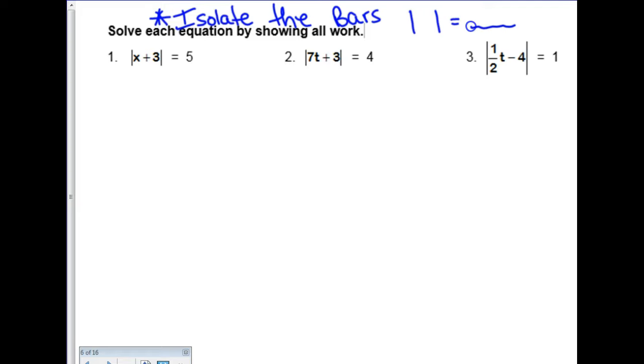So number 1, absolute value of x plus 3 equals 5. Bars are isolated. Check. Now I'm going to set up my 2 problems. X plus 3 could equal 5. But what else could x plus 3 equal? Could be negative 5. And then we solve.